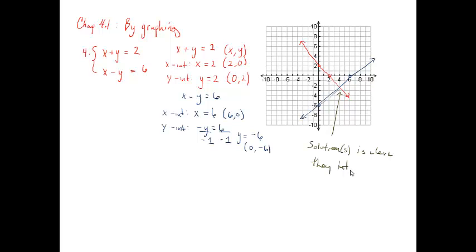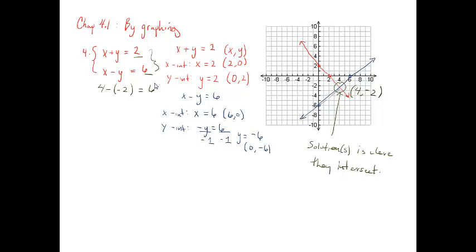Intersect. Alright, so if I kind of messed up here, but it's supposed to be on 4, negative 2. So the solution to this system is 4, negative 2. We can quickly check that. Put in 4 for x and negative 2 for y. So 4 minus 2 is what? 2. What about here? 4 minus negative 2. And what is that? It's 6. So it works.